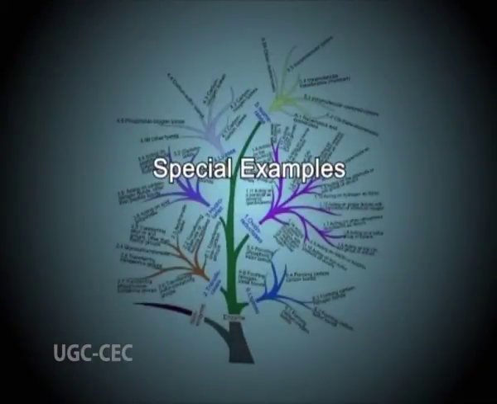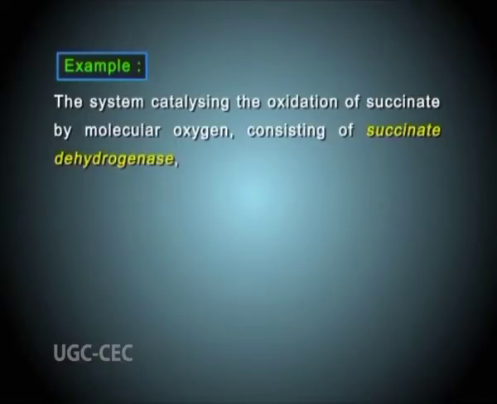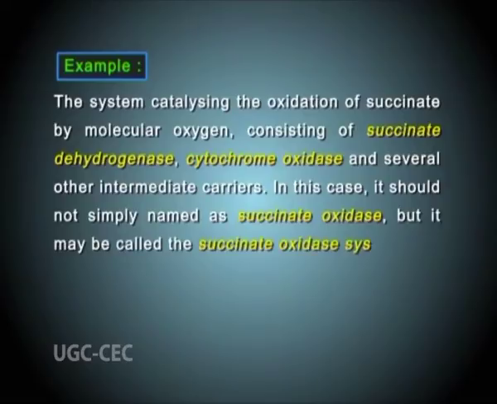Special examples. Sometimes there are cases where we need to name an enzyme based on the overall reaction catalyzed by a group of enzymes. Here, the word system should be included in the name. For example, the system catalyzing the oxidation of succinate by molecular oxygen, consisting of succinate dehydrogenase, cytochrome oxidase, and several other intermediate carriers. In this case, it should not simply be named succinate oxidase, but it may be called the succinate oxidase system.